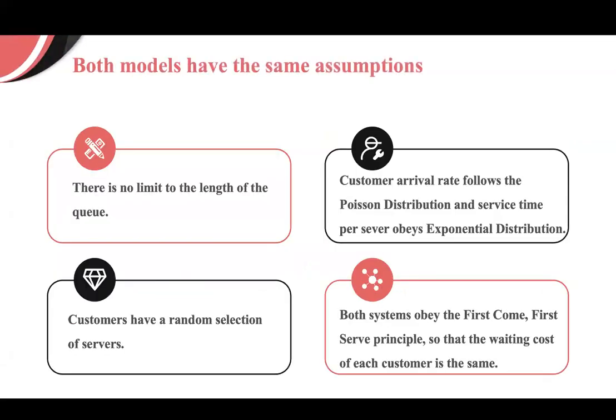Besides, both models have the same assumptions. First, there is no limit to the length of the queue. Second, customer arrival rate follows the Poisson distribution, and the service time per server obeys an exponential distribution. Third, customers have a random selection of the servers. Fourth, both systems obey the first come, first served principle, so that the waiting cost of each customer is the same. What's more, the Markov model stands in an essential position in queuing models. Both the number calling system and the queue system utilize the Markov model.